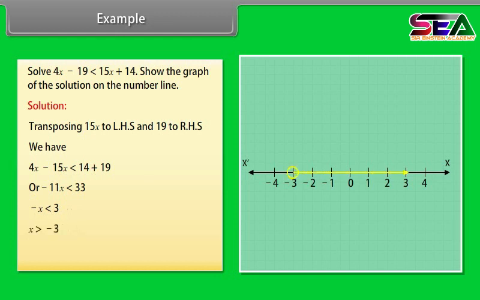This inequality is shown on a number line. First, we draw an open circle because x is not equal to minus 3, and an arrow to the right because we want values greater than minus 3. Number line.